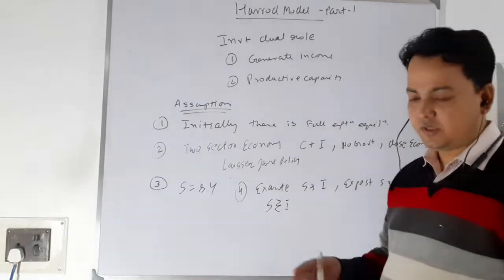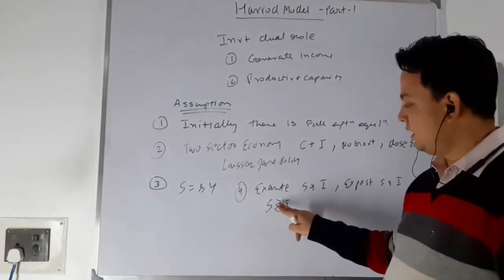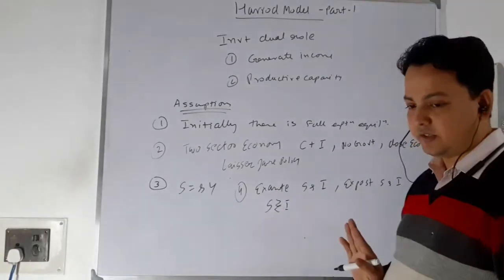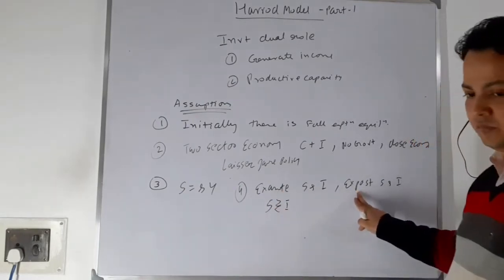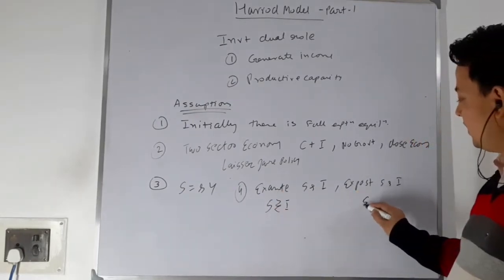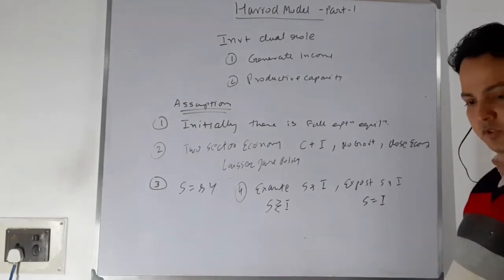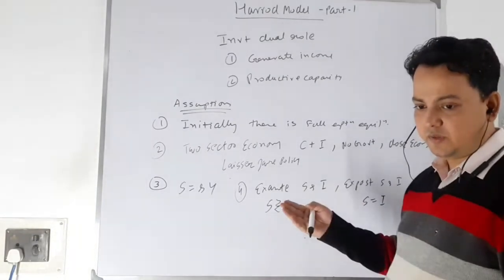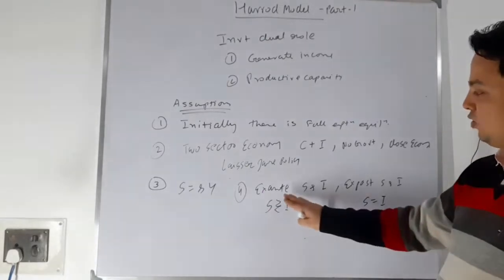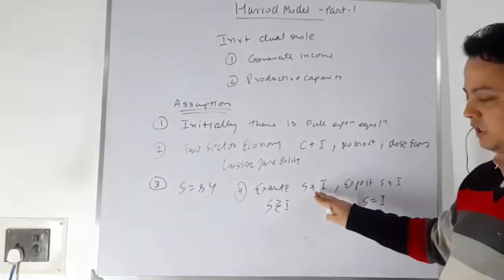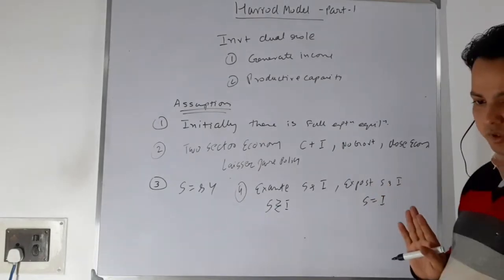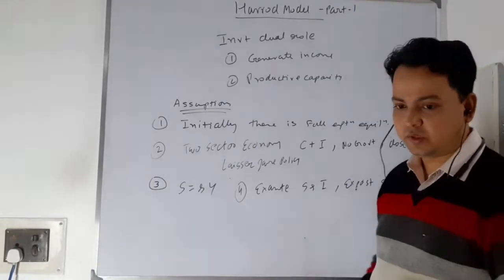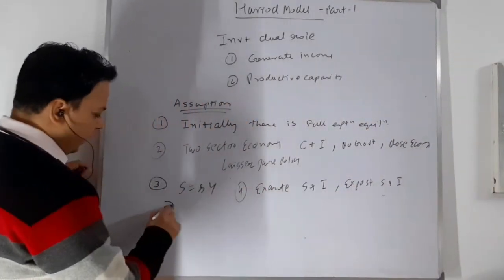If it is not clear, look at the first year video. Saving can be greater than investment, or it can be less than investment. Only at equilibrium will ex ante saving be equal to ex ante investment. Ex post means actual. Actual saving and investment will always be equal. For 2 marks, they ask this question also: what is ex ante saving investment and what is ex post saving investment? They have assumed that ex ante saving and investment, and ex post saving and investment, will be equal. This part is clear?